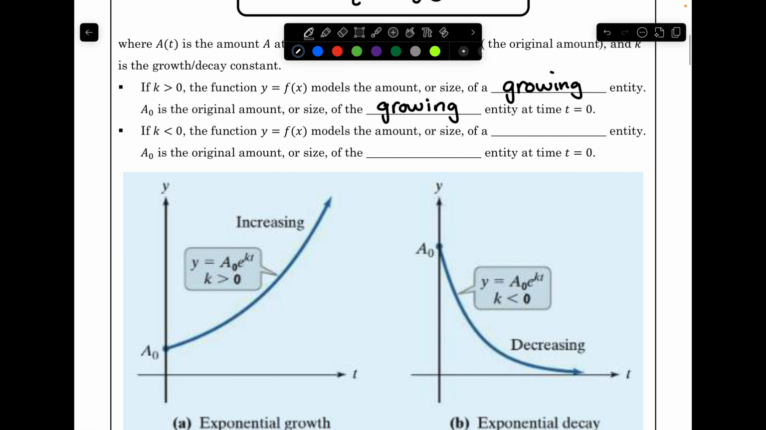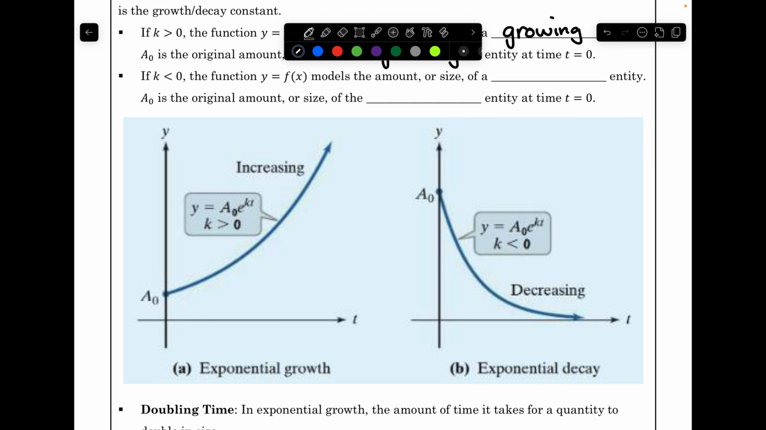So look at this example here and the graph that we see right here. Here we have some initial value, and this amount is growing higher because this value of k is going to be a positive number. So our entity is growing. Compare that to an entity, or an initial value, decreasing and going downwards.